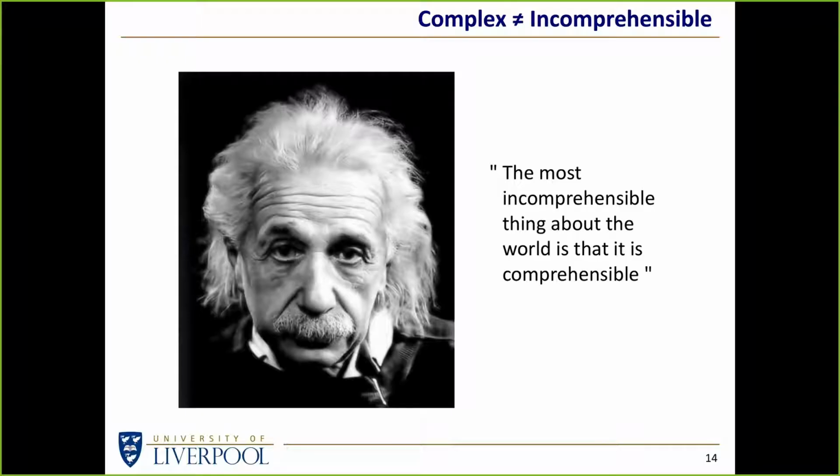And this is a point that Einstein made some time ago. One of the most incomprehensible things about the world is that it is comprehensible. Just because it's very complex doesn't mean we can't understand how it's put together. It doesn't mean that we can't figure out what the rules of the game are and hence understand why the universe is the way it is.